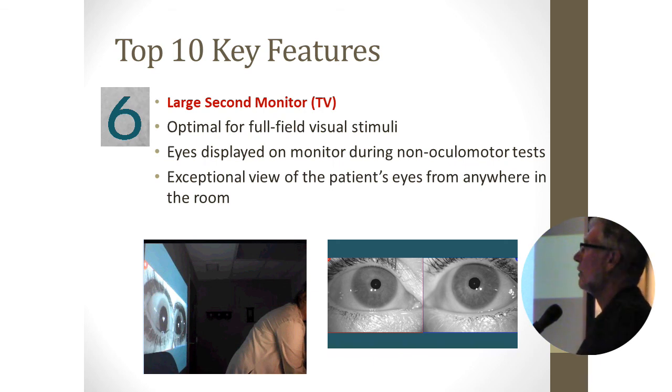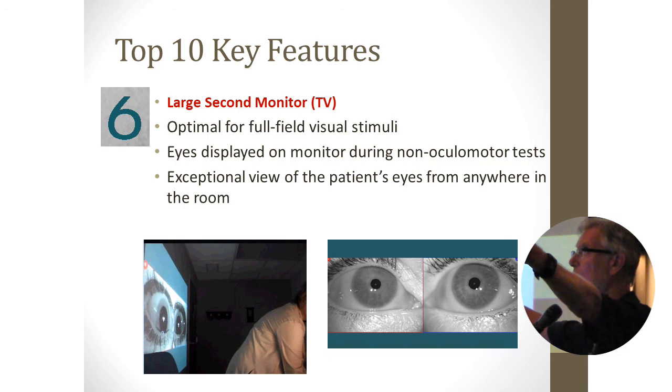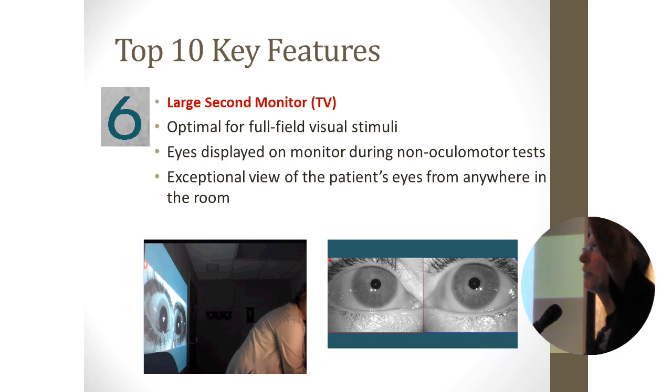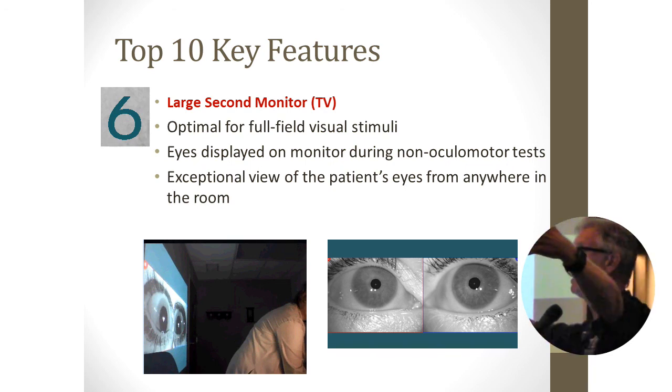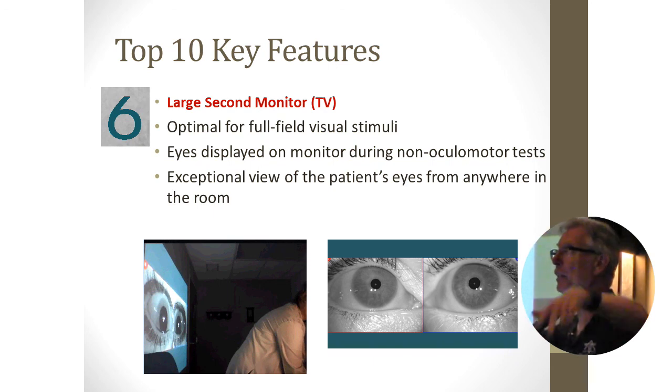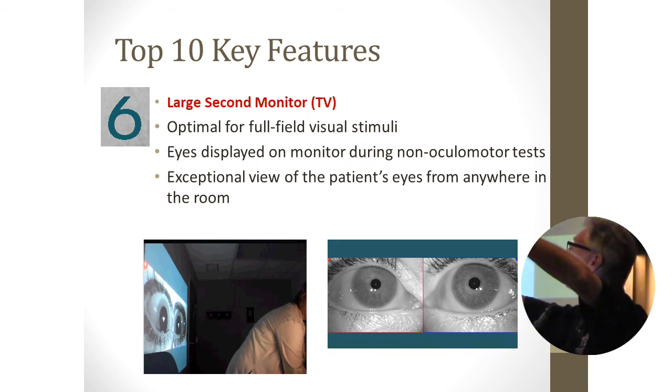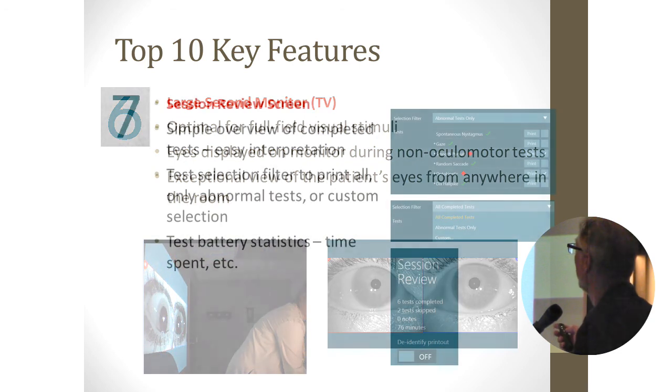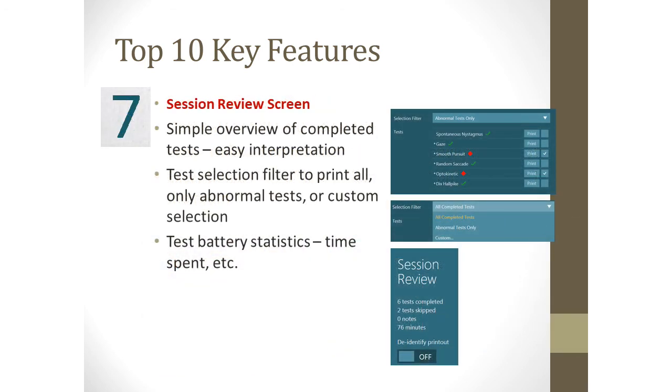And of course, the feature of a very large external TV. We have them that are even 60 inches in diagonal measure. So they're gigantic. The patient is only 36 inches in front of it. It fills up their whole visual field, and you get perfect optokinetic responses from it. And when you're not doing oculomotor testing, you've got the two giant eyeballs right in front of you that you couldn't miss from the other side of the room, and you can see anything, rotary response or anything like that. So that's a great thing. Micromedical has always had that, and we made it even bigger on the new software.